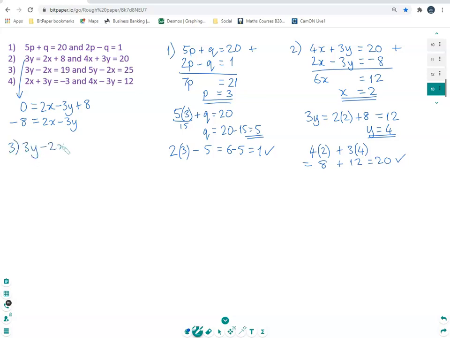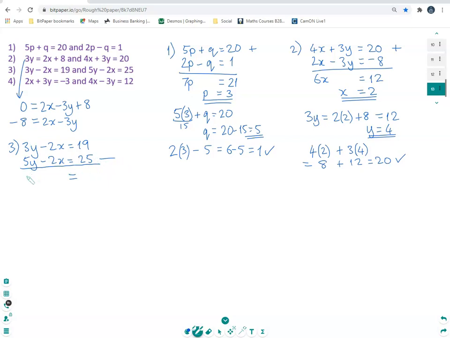3y minus 2x equals 19, and 5y minus 2x equals 25. Same sign, it's a minus this time, but it's still the same sign on both of the matching values. So we need to subtract. If we do 3 minus 5 and 19 minus 25, we're going to get negatives for both of them. So I'm going to do the bottom one, take away the top one, so we don't need to worry about those minuses. So we're subtracting this time.